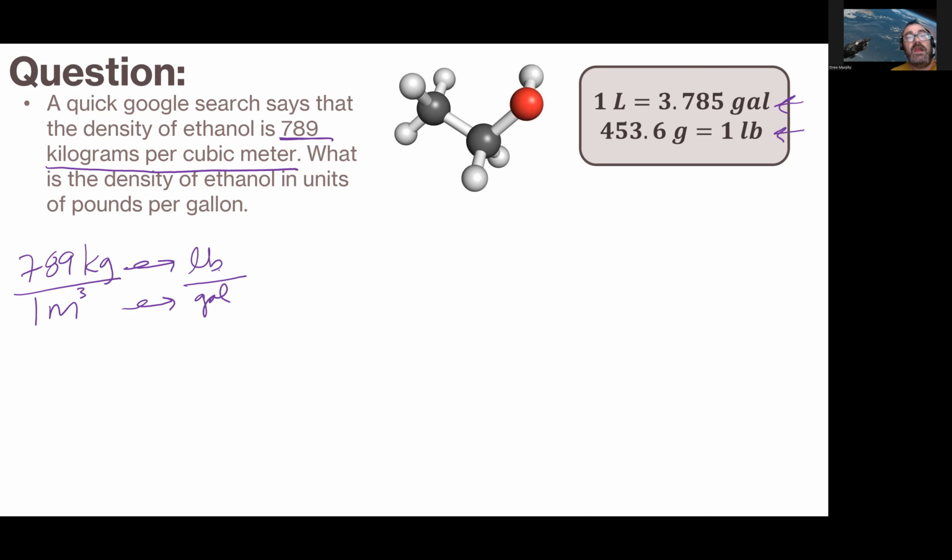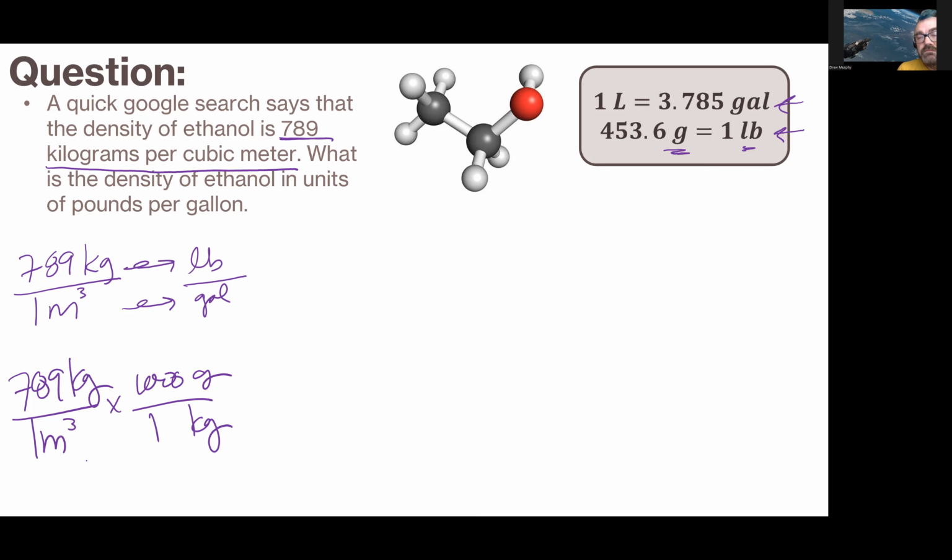Okay. So we already know where we're going to start. We're going to take our kilograms and our meters cubed and we're going to convert. Okay. So this is our plan. Okay. 789 kilograms, 1 meter cubed. All right. Now we got to get kilograms to be pounds. We're given grams and pounds, so we can get our kilograms to be grams. That's our metric prefix. All right. So kilograms need to cancel, grams on the top.